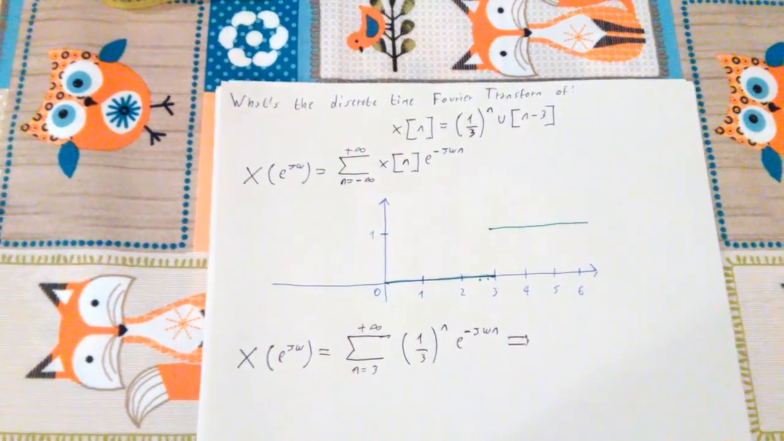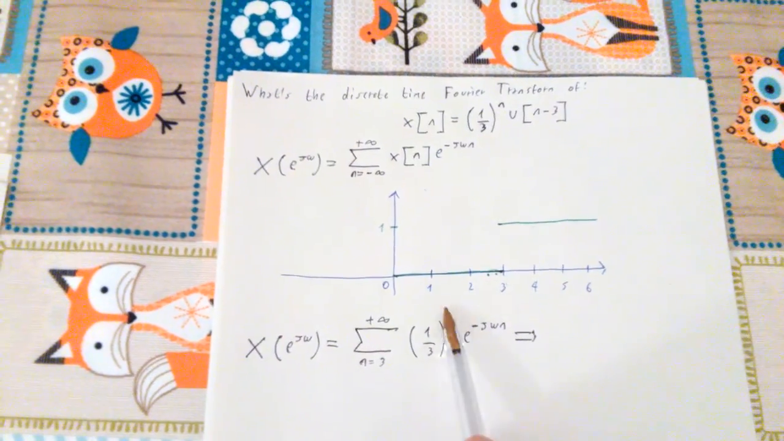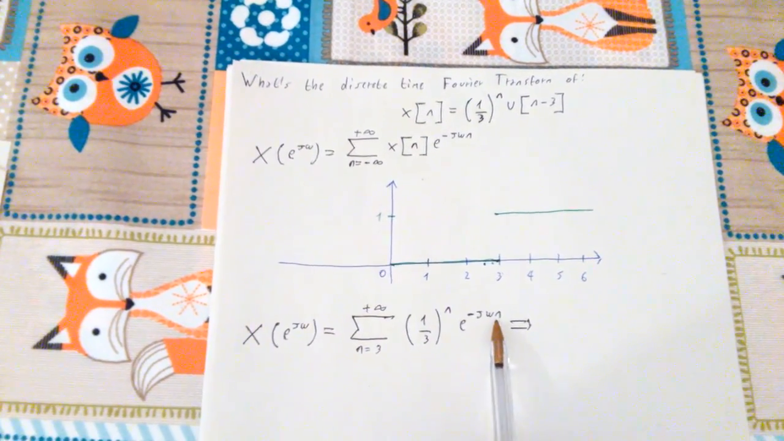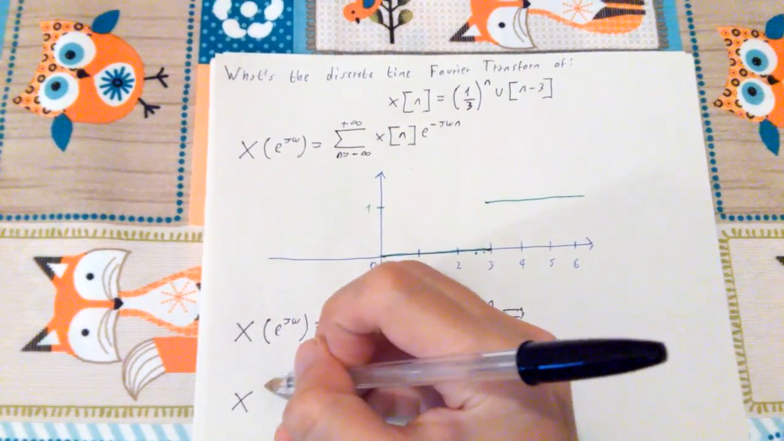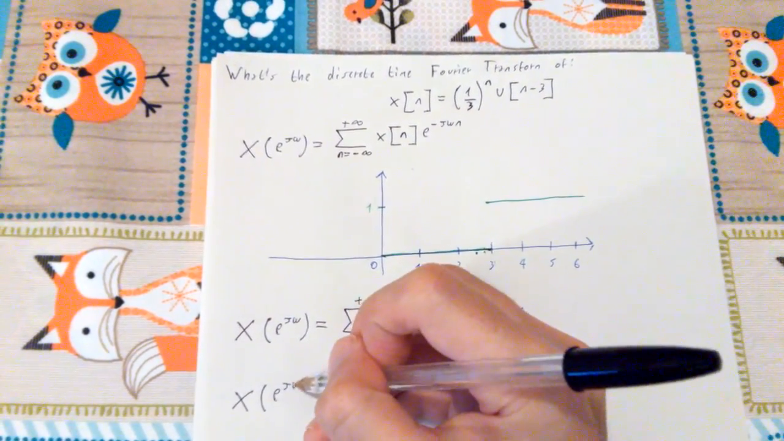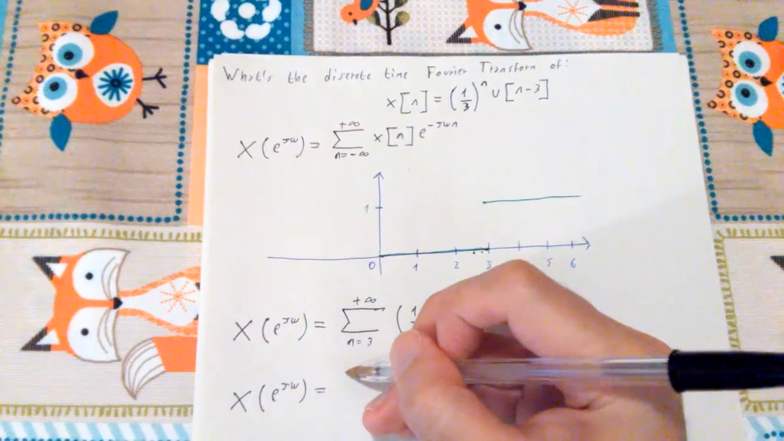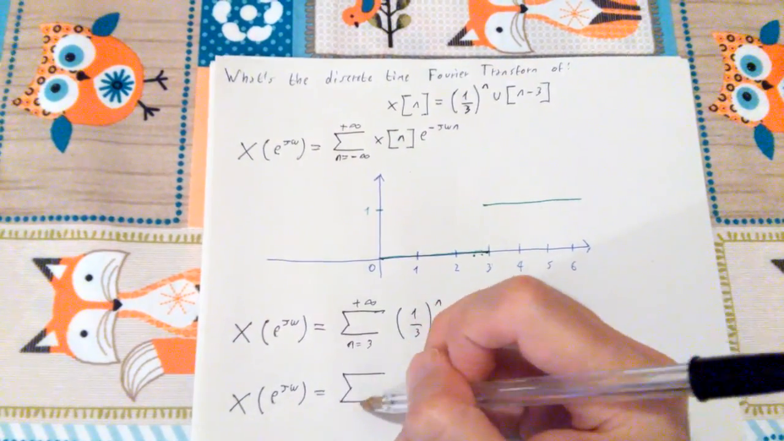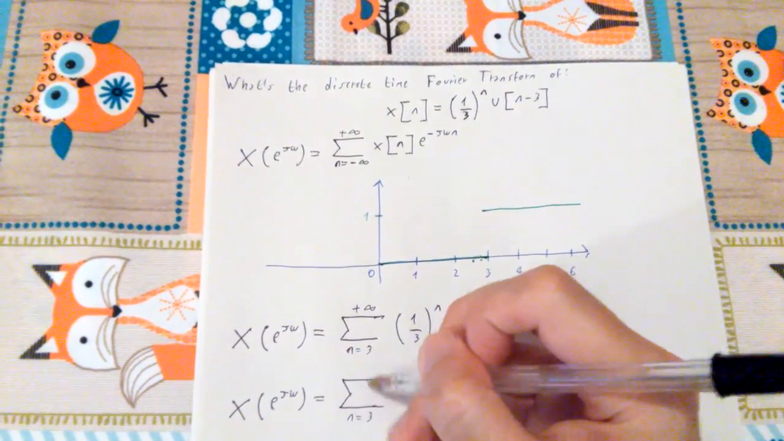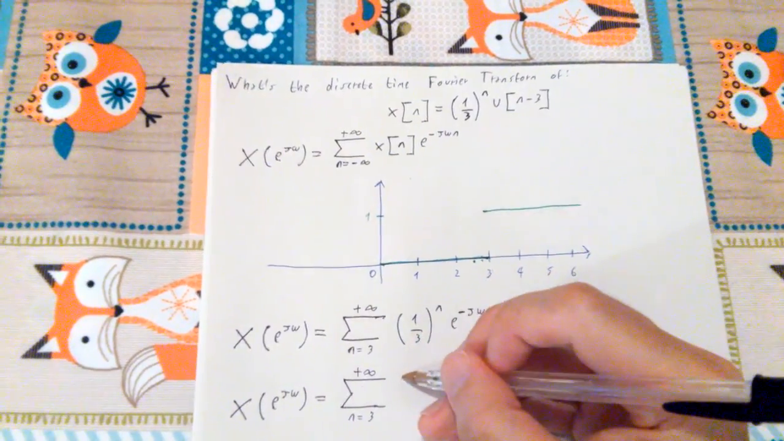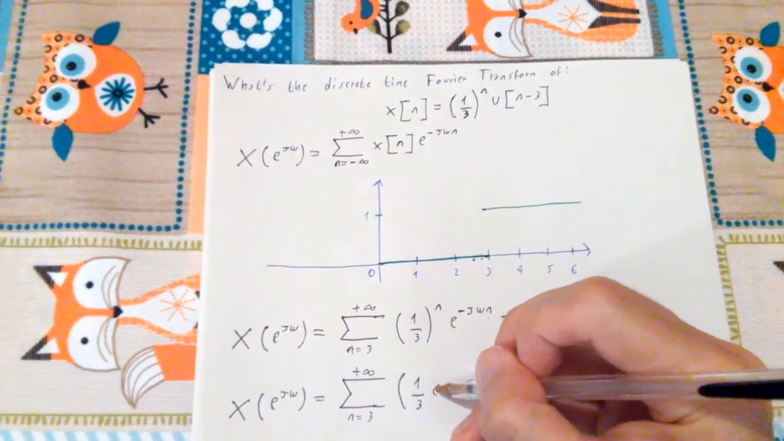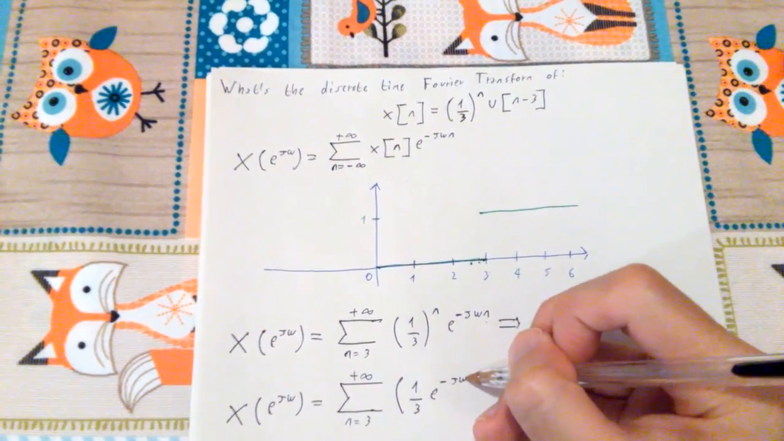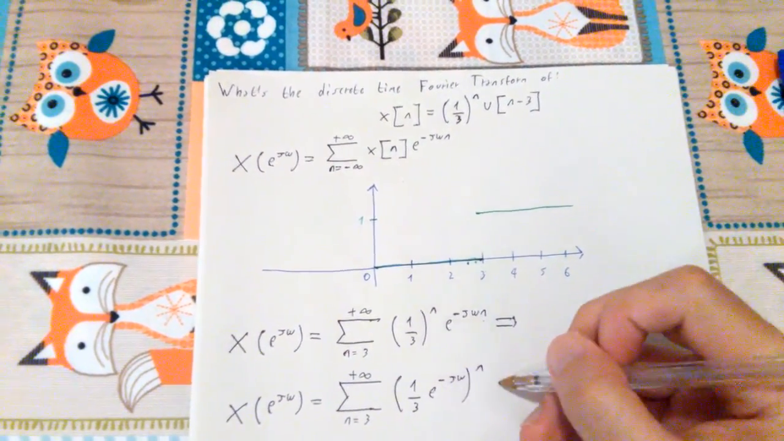What do we do from here? Well, we have n here, we have n here. How about we put them together? So X of e to the j omega is equal to the very same sum of n that goes from 3 to positive infinity of 1 over 3 e to the negative j omega, all raised to the n.